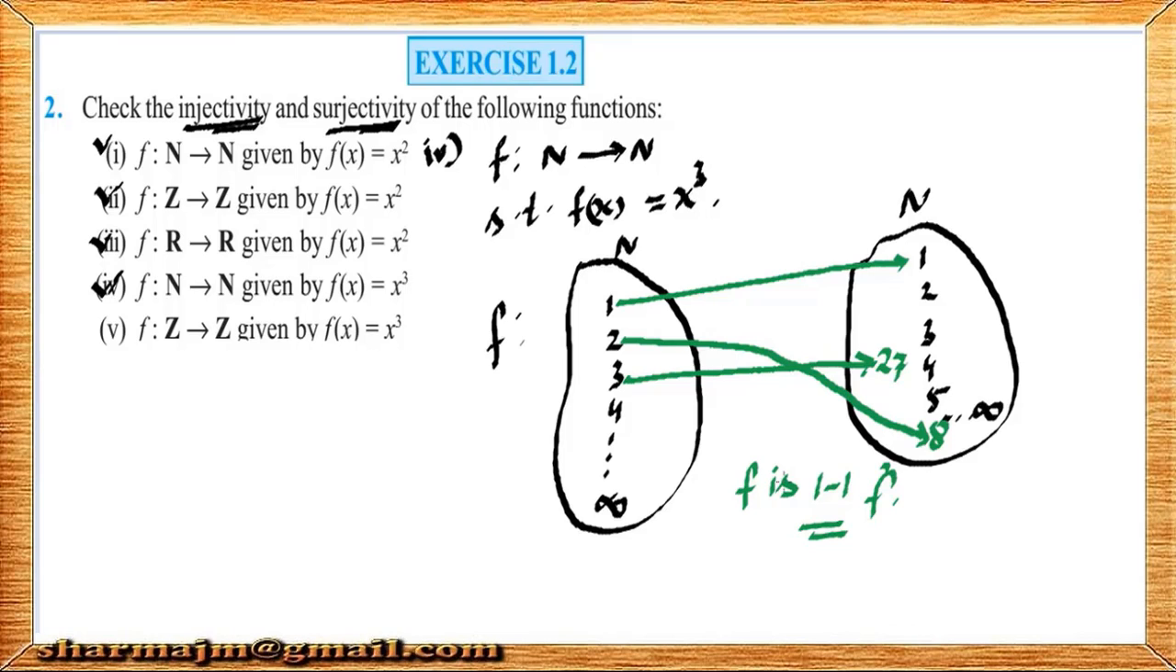Now it is very much clear that 2 is not having its pre-image, okay, 3 is not having its pre-image, 4 is not having its pre-image, because 2 is not cube of any natural number, 3 is not a cube of any natural number. So therefore this function f is not onto, okay, this function is not onto. Let us see the fifth part.